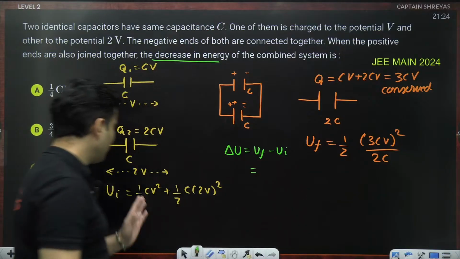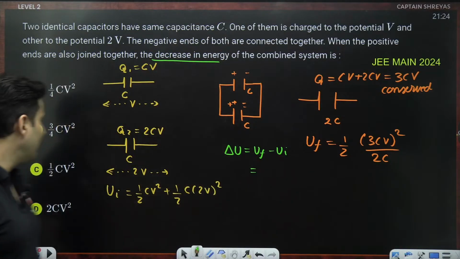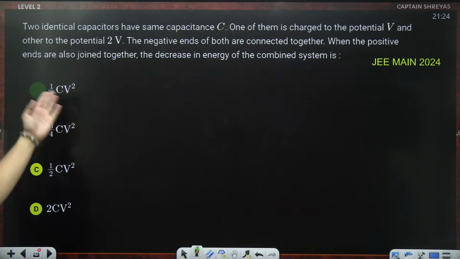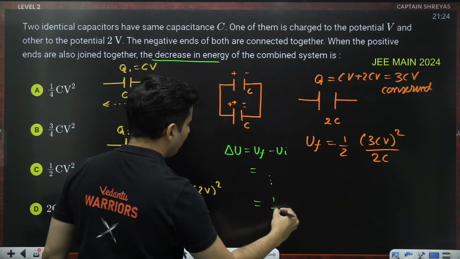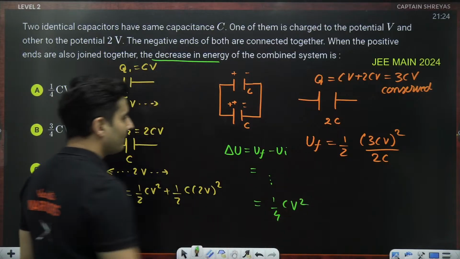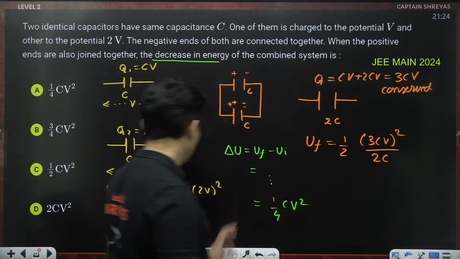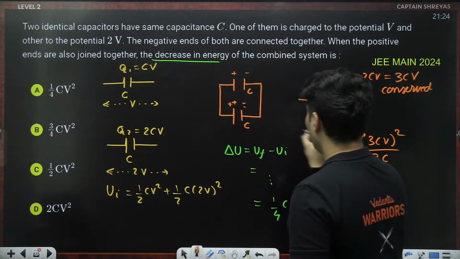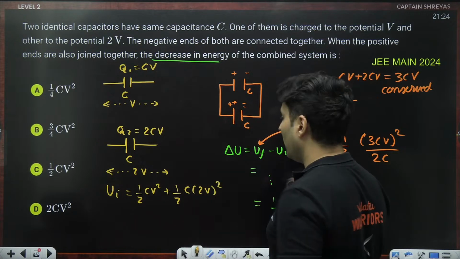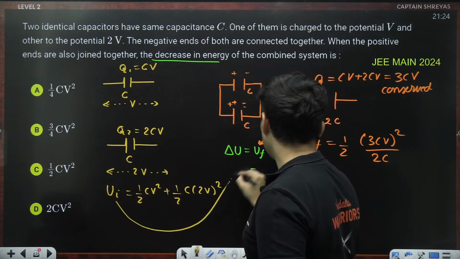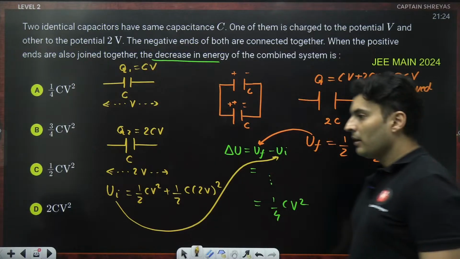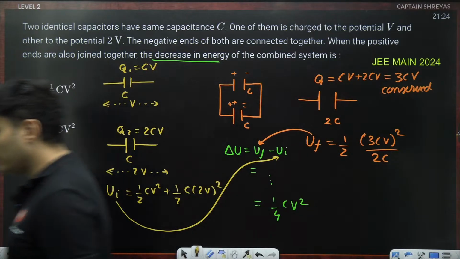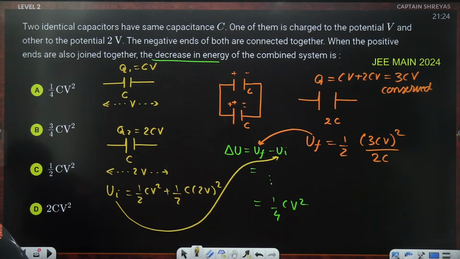Substitute everything, okay, everything is known and you will get the answer. Just check it out if it is 1/4 CV square. Solve this, you will get 1/4 CV square. Okay, just put UF and UI. UF you put from here and UI you will obviously put from here. Just substitute it over here. Got it? Got the logic of this problem? Yes.